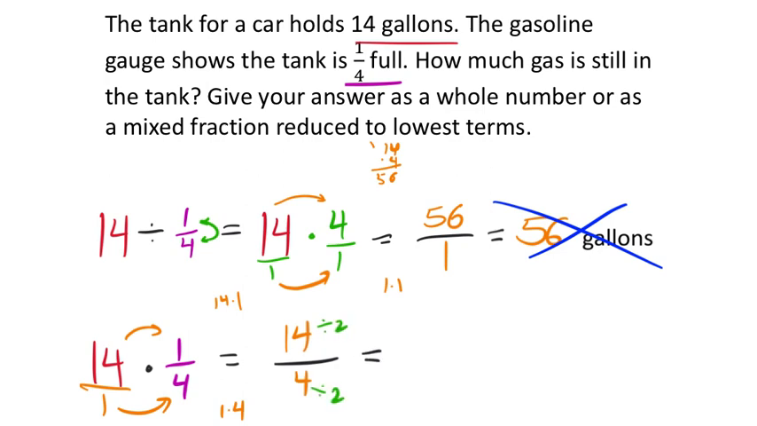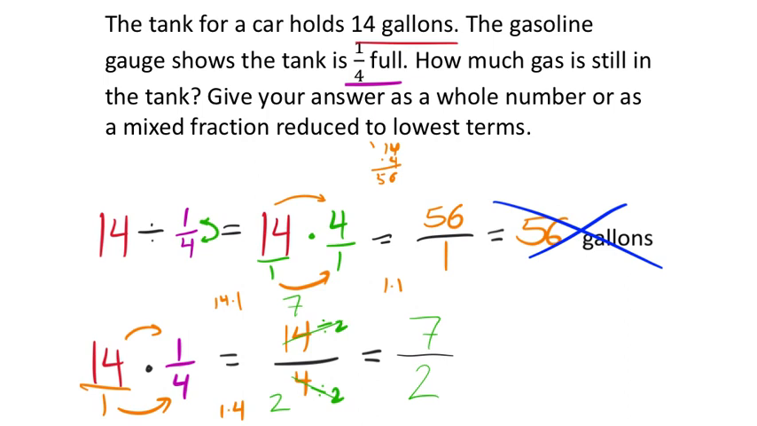Either way, I remembered now, and 14 divided by 2 is going to be 7. Right there, so there's my 7. And 4 divided by 2 is 2. Okay, well, that's not too bad. In the numerator, I got 7. In the denominator, 2. And that's pretty good.